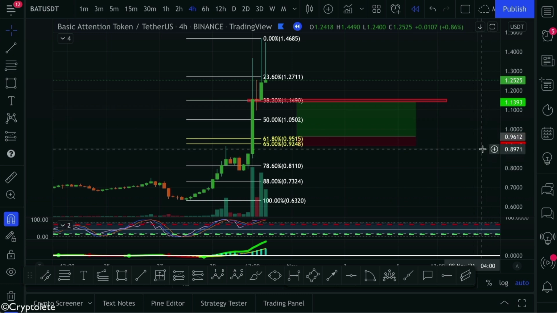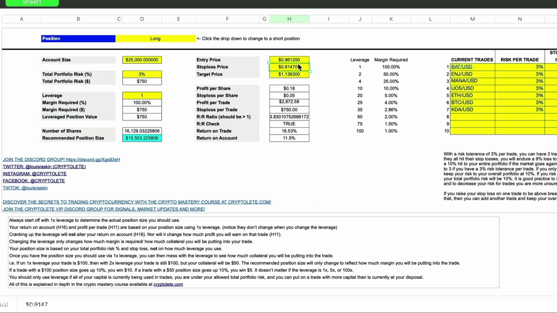So what you need to do is input each of these things into the position sizing calculator. So I'm going to go do that right now. And there you go. Right here, you could see we have the entry price of 0.9612, the stop loss price of 0.9147, and the target price of 1.1393. So what is this saying? It says that the RR ratio is 3.83. Is that good? Yes. It should be over 1. Is it over 1? Yes, that is true.